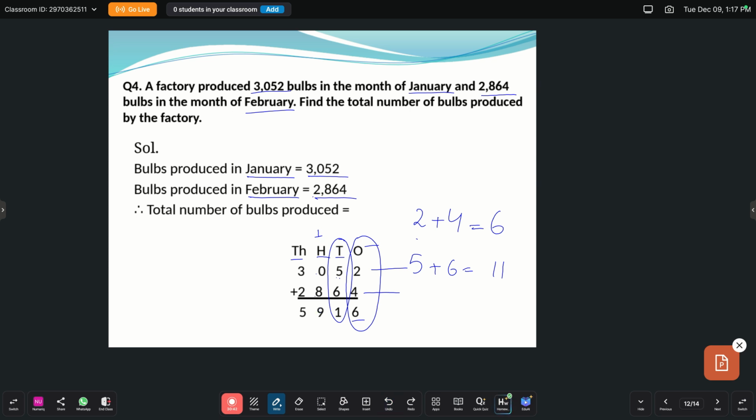Then we have addends in the thousands column. We have 3 and we have 2. So 3 plus 2 is 5. So we got the answer, we got the sum. The total number of bulbs that the factory produced is 5,960. Okay. So next question, question number 5, you will complete yourselves.